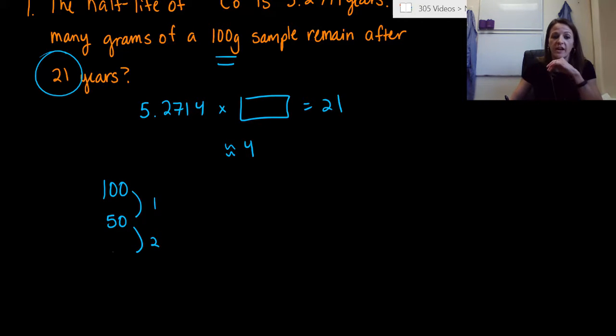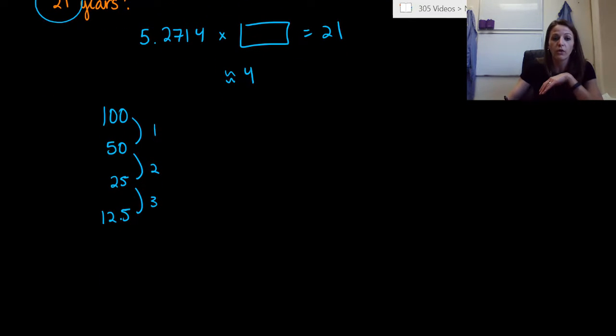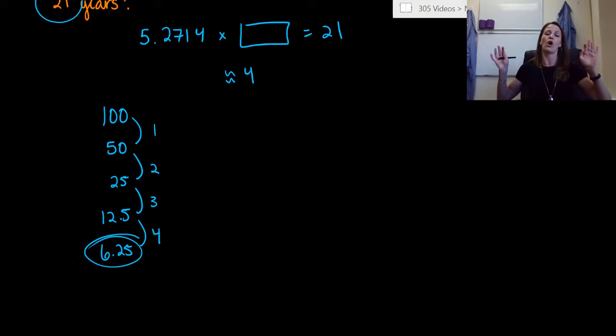Our second one, we divide 50 by 2. We end up with 25. We have to do a third one. We divide 25 by 2, and we get 12.5. We have to do a fourth one here, and in order to do our fourth one, we need to divide 12.5 by 2, and that gives us 6.25. Boom, we're done. That's it. That's all we had to do.